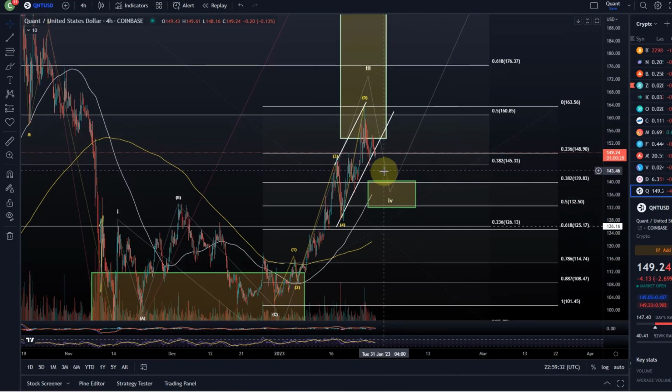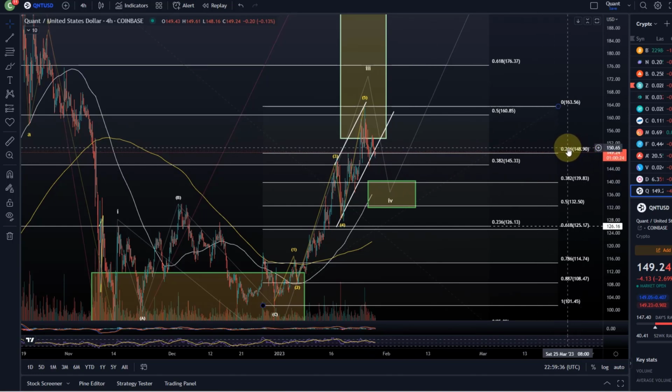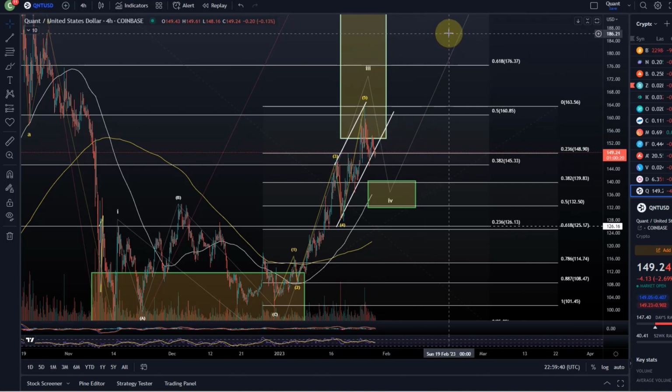Now, a wave 4 can also only reach the $149 level, in this case the 23.6 Fib, and we could continue to move up from here. However, it would be an unusually shallow wave 4. It is in theory enough. We see it quite frequently, but it is more usual that a wave 4 reaches the 38.2 Fib. And I wouldn't really call this a pullback that would be worth trading.